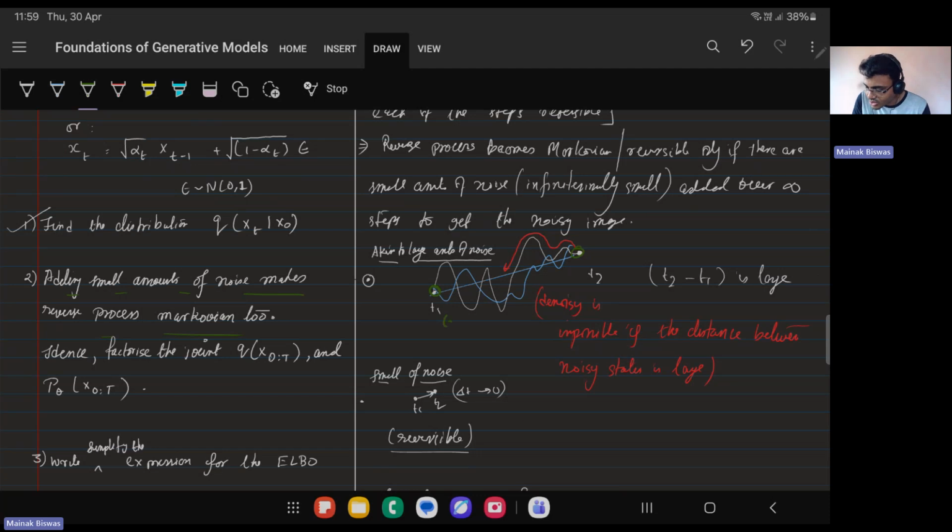So this is not Markovian, but this is linear, and hence only depends on the previous state. So it's Markovian again. The reverse process over large gaps is not Markovian, and here the reverse process over small steps is Markovian.